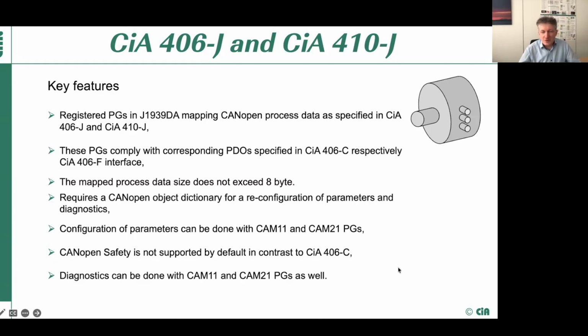Then, instead of a CanOpen interface, you can have your J1939 interface. This is a direct approach. It was designed, of course, for this case specifically. Just to mention that CiA 406-J is our specification for encoders, now with CanOpen mapping to J1939. CiA 410 is the inclinometer profile, the same thing for inclinometers.